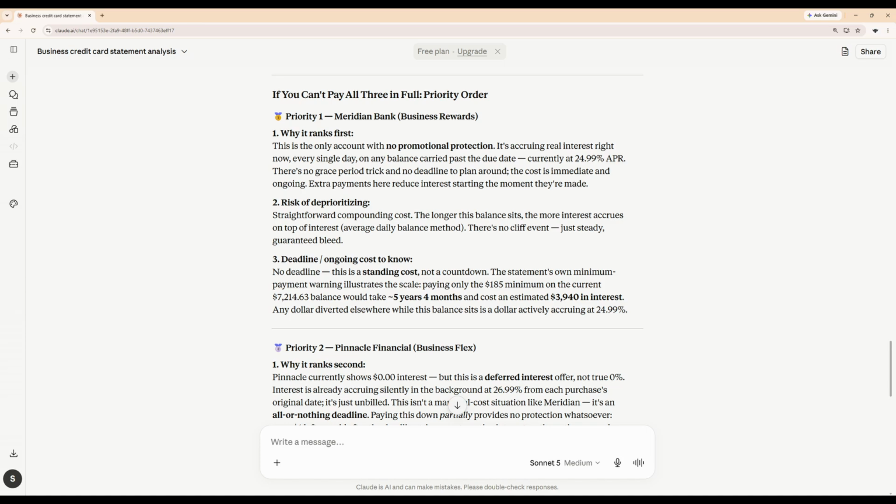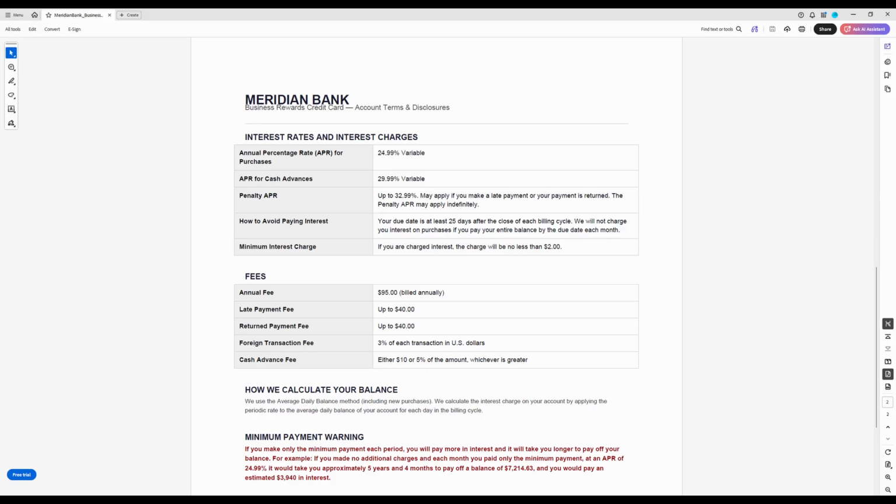And Claude pulled the minimum payment warning right off the statement. 5 years, 4 months to pay off $7,200 at the minimum. Nearly $4,000 in interest. That number came from Meridian's own statement. Claude didn't calculate it, it read it. Which is exactly why we start with an extraction prompt before we ask for analysis.